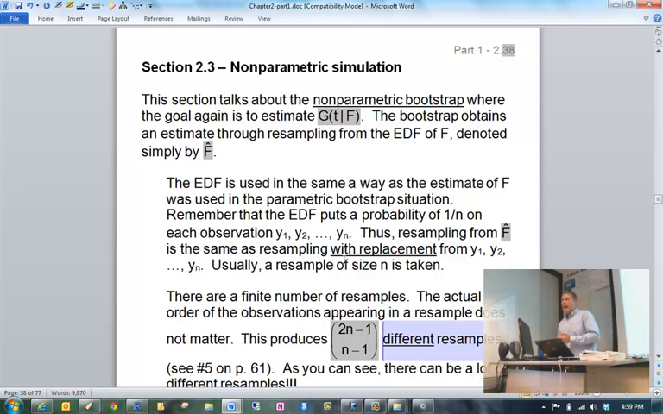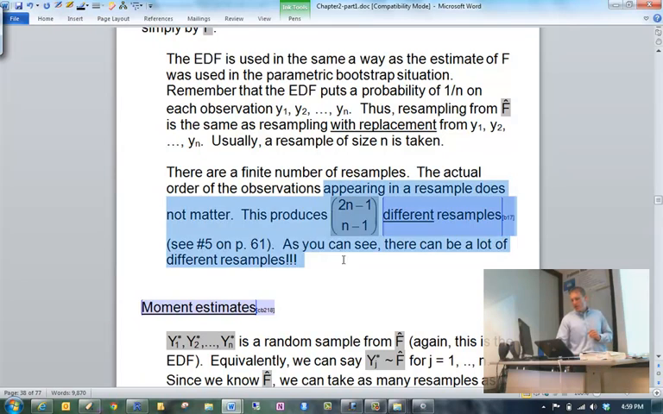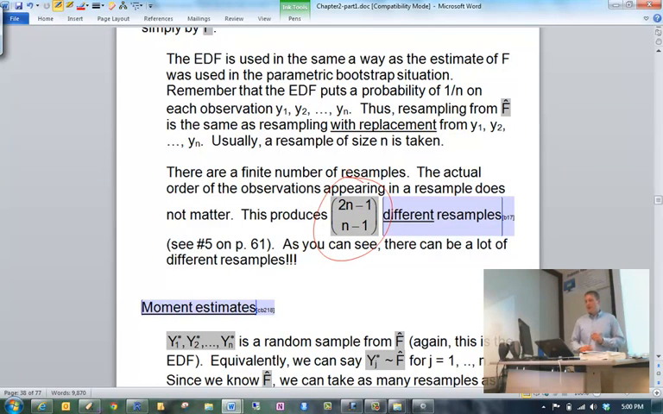Now, there are actually a finite number of resamples. And as you will see in the project, the total number of possible unique resamples is 2n minus 1 choose n minus 1. You can plug in some values of n on your own. You can see how quickly that just gets very, very big.